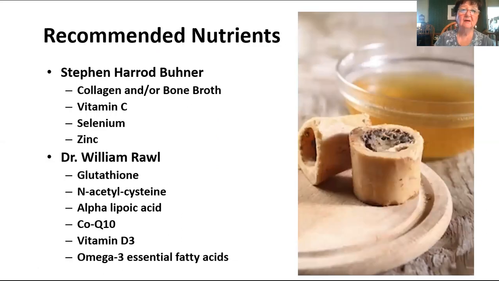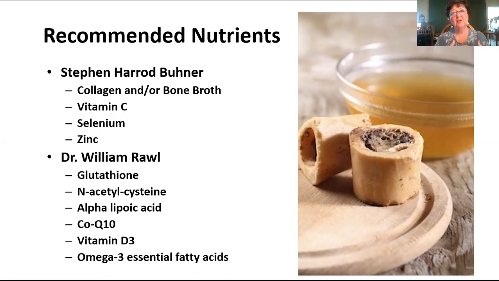So some of the recommended nutrients, I heard Buhner recommends collagen and/or bone broth. So if you make your own bone broth and you put a little vinegar in it and it gels, that's the collagen in the bone broth.